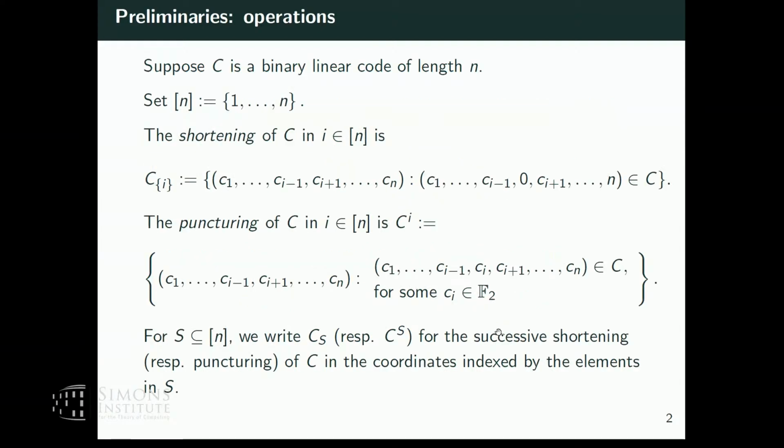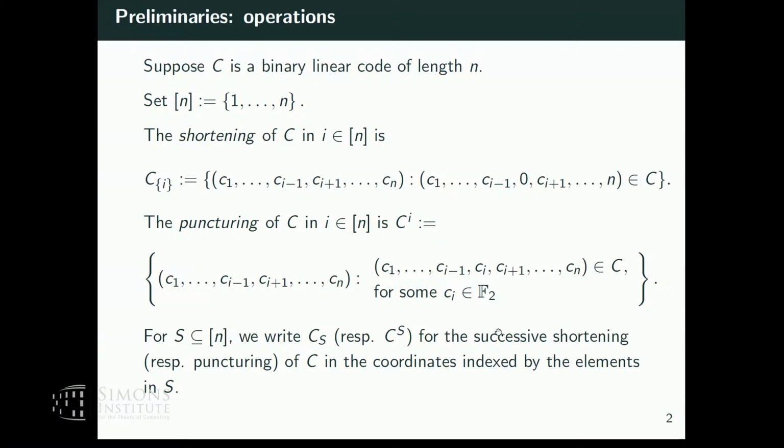We'll also have a couple of other operations that come up. And again, just to make sure that we all view these things in the same way, we will be shortening codes and puncturing them as needed. So I just wanted to be clear on those definitions. When we shorten a code, of course, we're going to take just the code words that have a 0 in the ith coordinate, right? And then we delete it. Whereas puncturing, we take all the code words and just delete the ith coordinate.